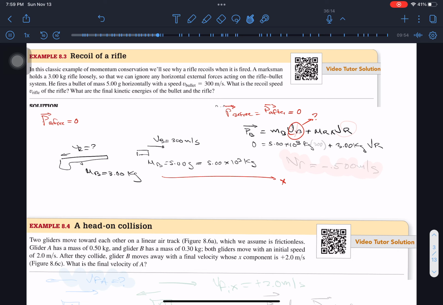Now, the velocity of the rifle is 300 meters per second. No, of the bullet, sorry. So what we're trying to find is the velocity of the rifle, not the bullet. Okay. Here is our equation. Let's solve for this. So the velocity of the rifle is going to be equal to minus 0.500 meters per second. Example 8.4.